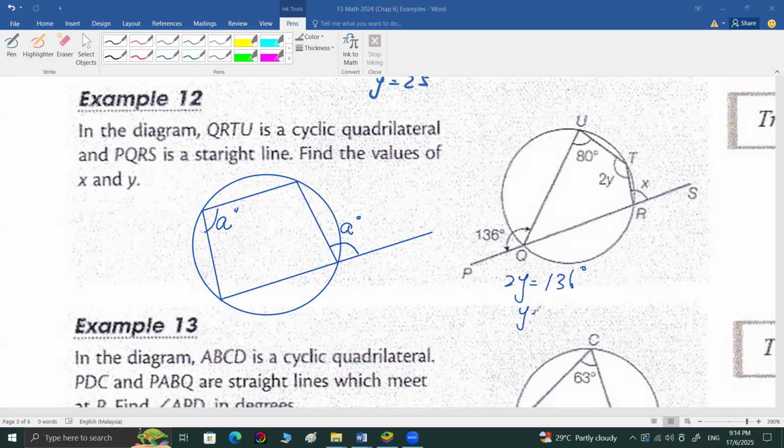So y is 136 divided by 2. 136 divided by 2, what did you get? Okay, in that class, can I get an answer? So it's 68, yes. Okay, you get this 68 ready for 2y here, 1y here. Then after that, how to get x? Any of you? How to get x?